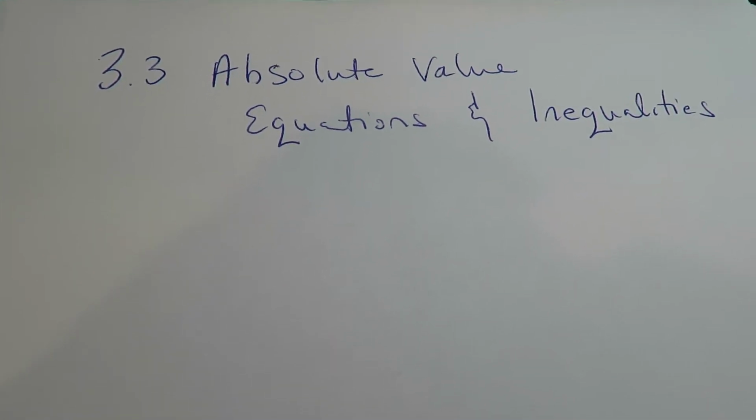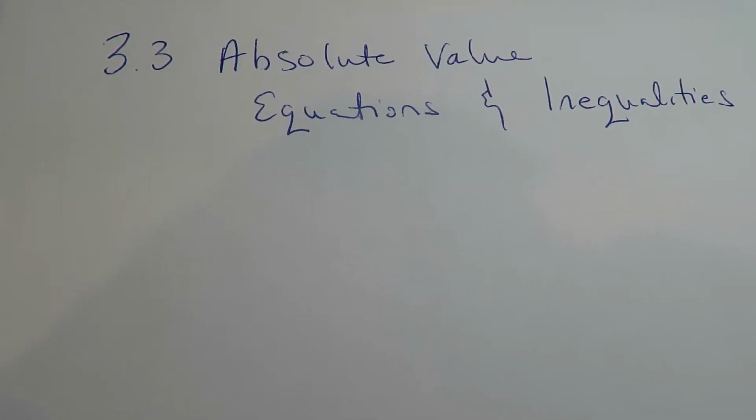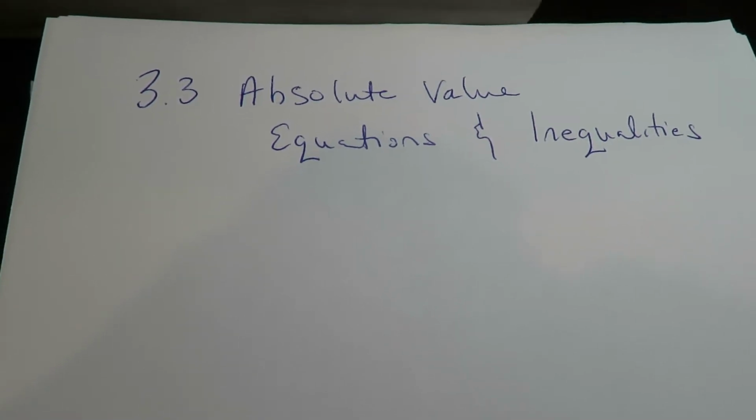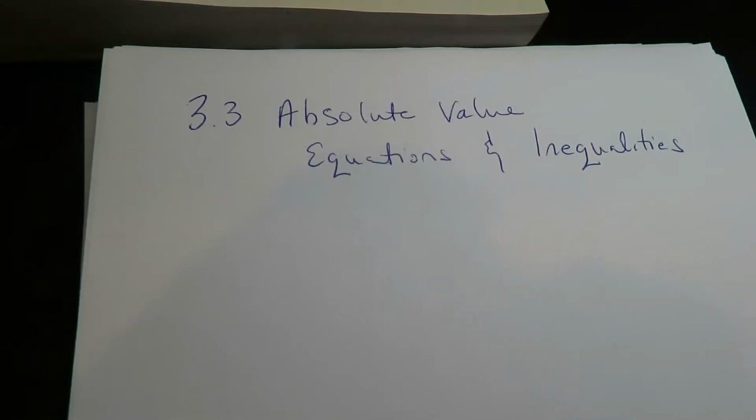Hi Intermediate, the first section we're going to start with is 3.3, and that is absolute value equations and inequalities. Now in general there's three rules for this, and I'll go over that first and then I'll go over some examples.